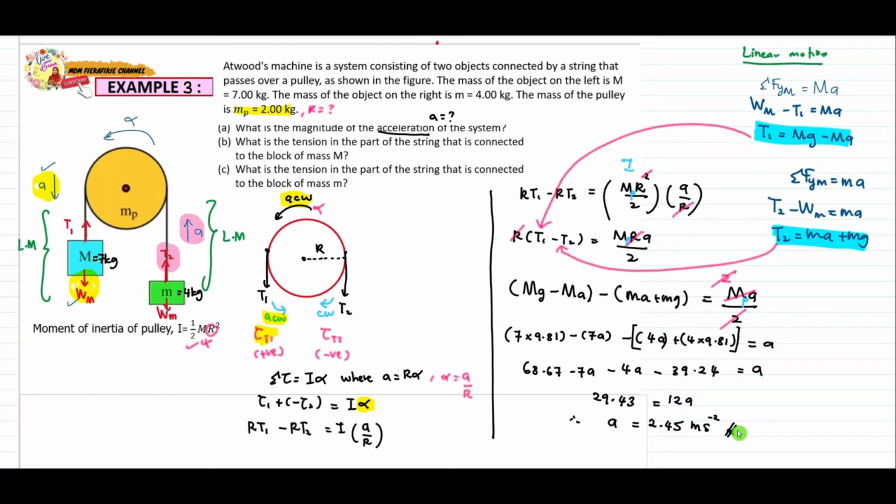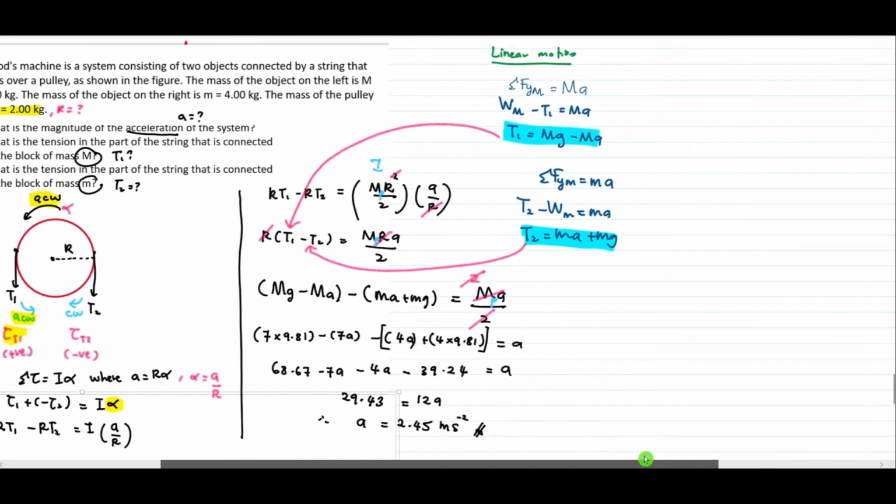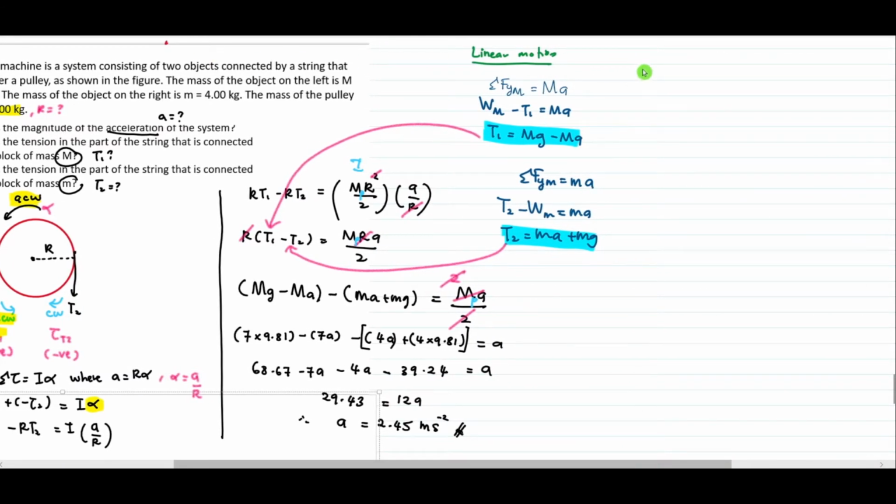Alright. And what is the tension in the part of the string that is connected to the block of mass M, capital M? Okay, so for B, we need to find T1. And for question C, we need to find what is the tension in the part of the string that is connected to the block of mass small m. That means this is T1 and this is T2.